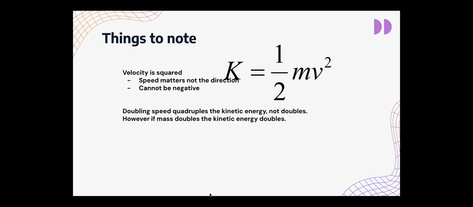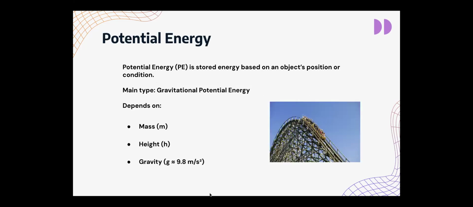So, some cool things to know is that if you double the speed, then the kinetic energy will quadruple because it's squared. But if you double the mass, then the kinetic energy will double. These are just cool patterns you can notice. And potential energy is again the stored energy. This is a better picture actually. If you look right here, this is probably where the most potential energy for the ride is, correct?